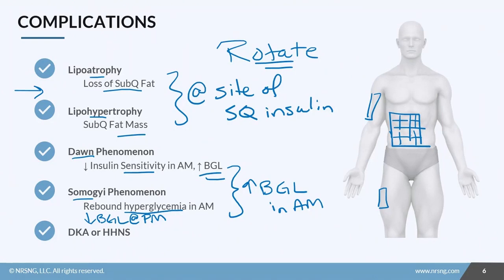So just be aware. For Dawn phenomenon, sometimes if we give them an evening dose of insulin, that can help avoid that. With Somogyi, if we give them a bedtime snack, sometimes that can avoid it. And then, of course, the other two big complications are going to be DKA or HHNS, which each have their own lesson. So make sure you look at those.